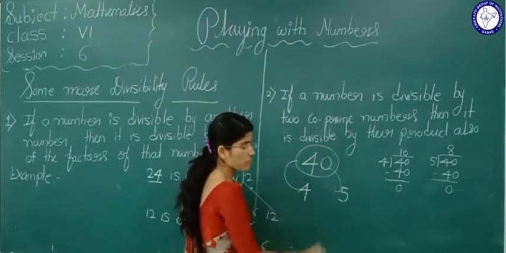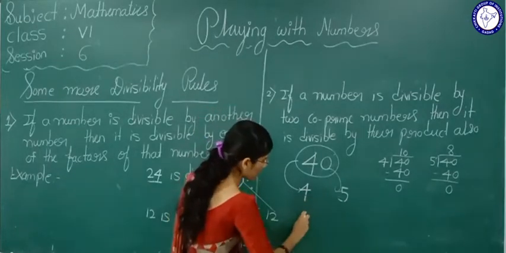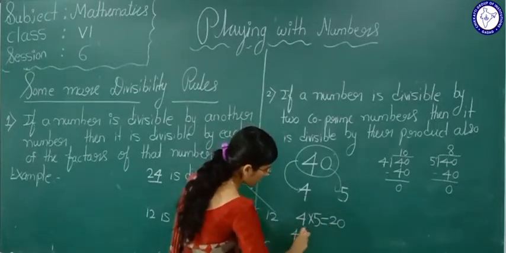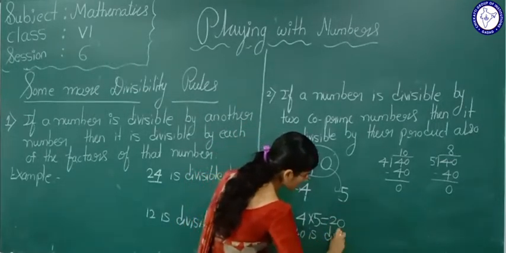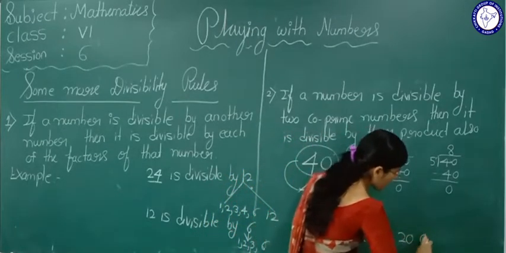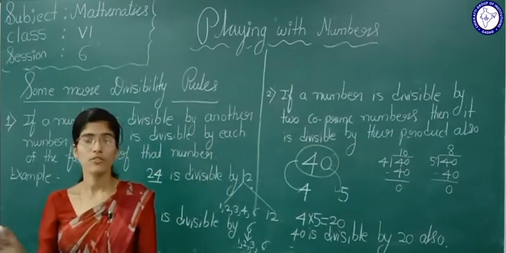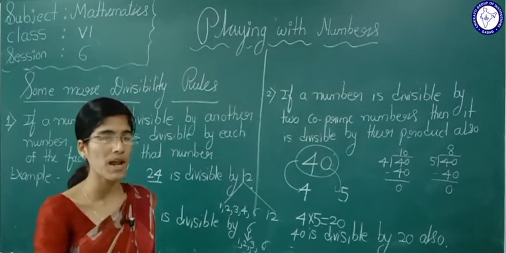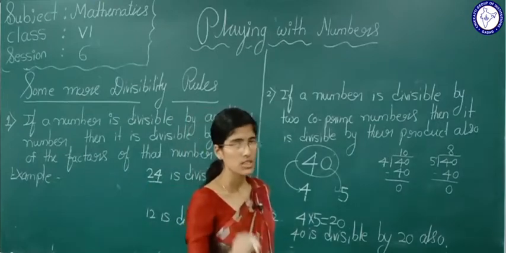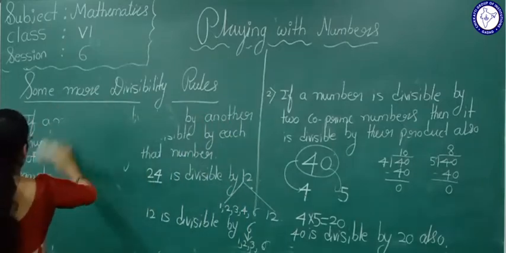What is 4 5s? 4 5s is 20. See, 40 is divisible by 20 also. Is it understood? The second rule tells us that if a number is divisible by two co-prime numbers, then it is divisible by their product also. This is rule number 2. Now we are going to see rule number 3.